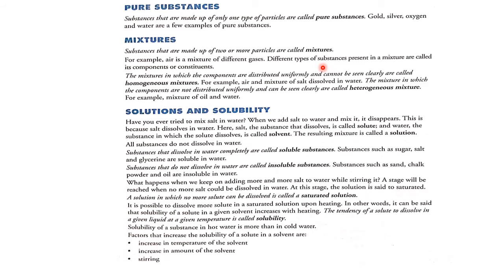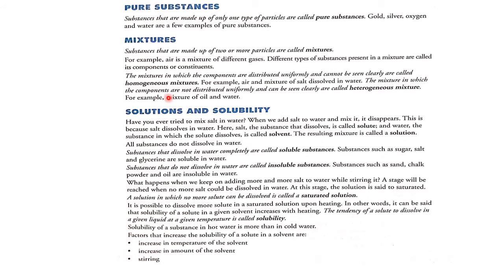For example, air and a mixture of salt in water. So when we mix salt in water, what happened? We are not able to see the salt after mixing in the water. So what happened? The salt is already dissolved in water. We cannot see the salt now. So that kind of mixture is called a homogeneous mixture.